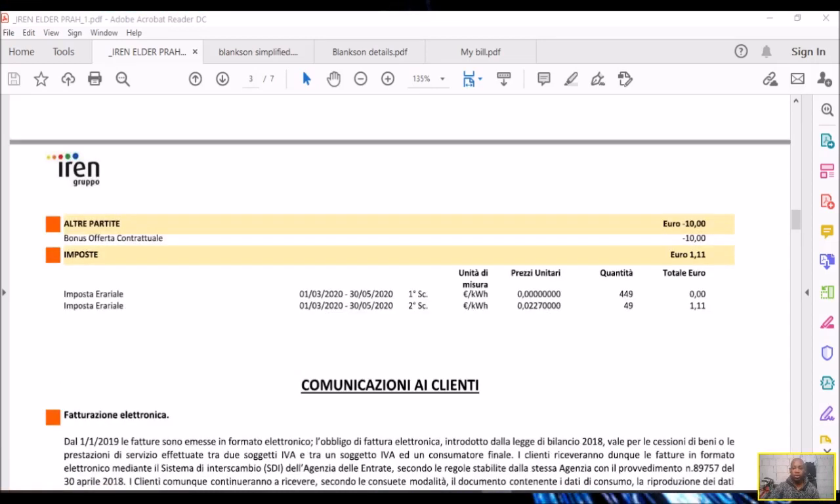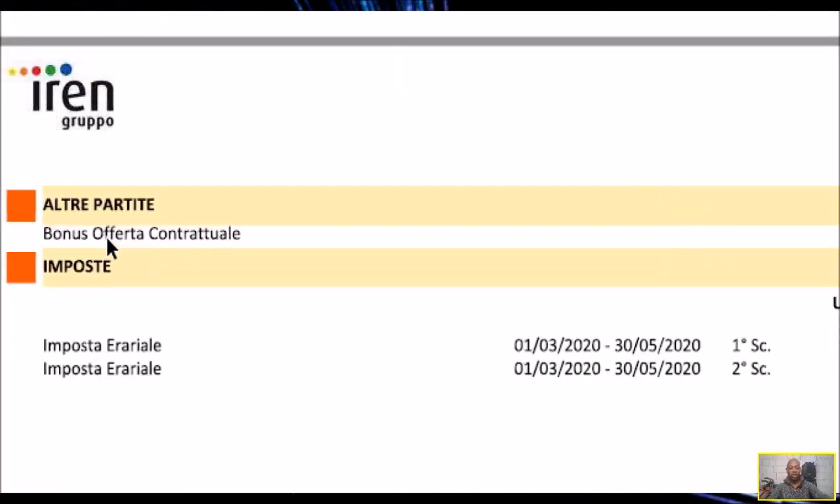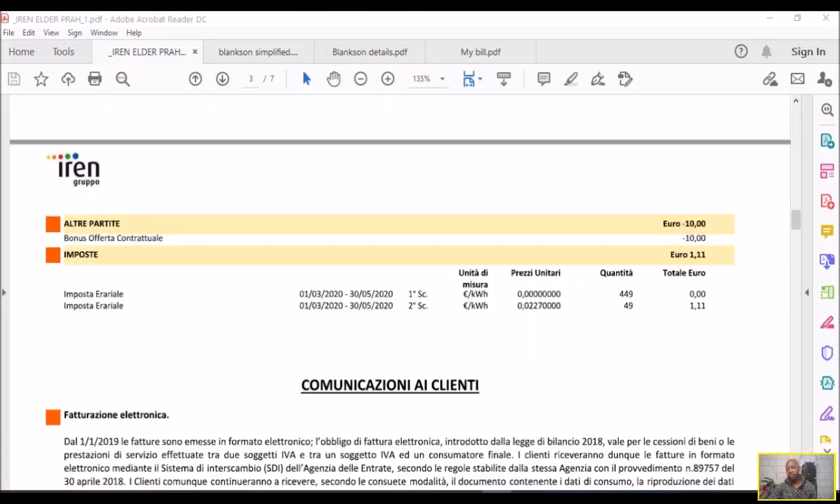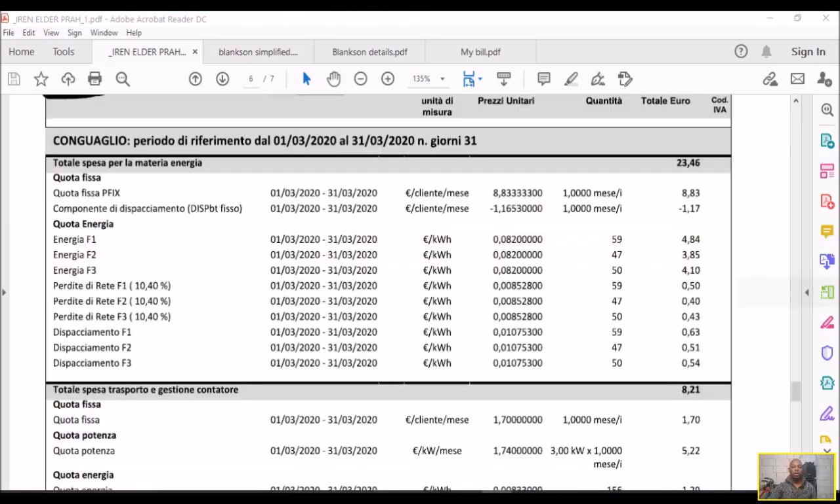So as we saw before, the minus 10 euros was actually referring to bonus offerta contrattuale, which means when the owner signed this contract, they gave him a 10 euro discount, which I don't know if it will be for just a particular period or it will be forever. From the total amount of the bill that the person has to pay, they will take out 10 euros as a bonus. Okay, let's get into details again.